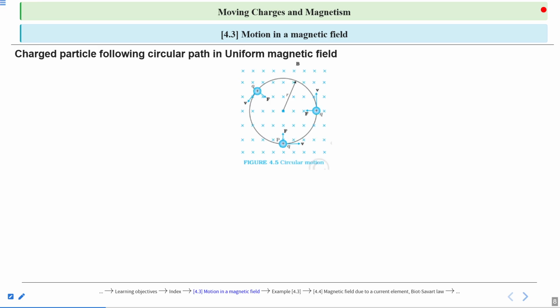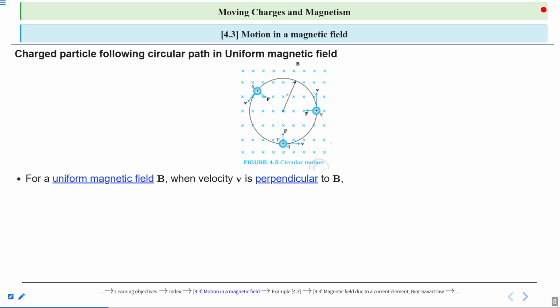So now, a charged particle following a circular path in a uniform magnetic field. We will learn about circular and helical paths step by step, one by one. Firstly, we will discuss the circular path. What is a uniform magnetic field? It means that at every point in the region, the magnetic field value is the same, both in magnitude and direction.